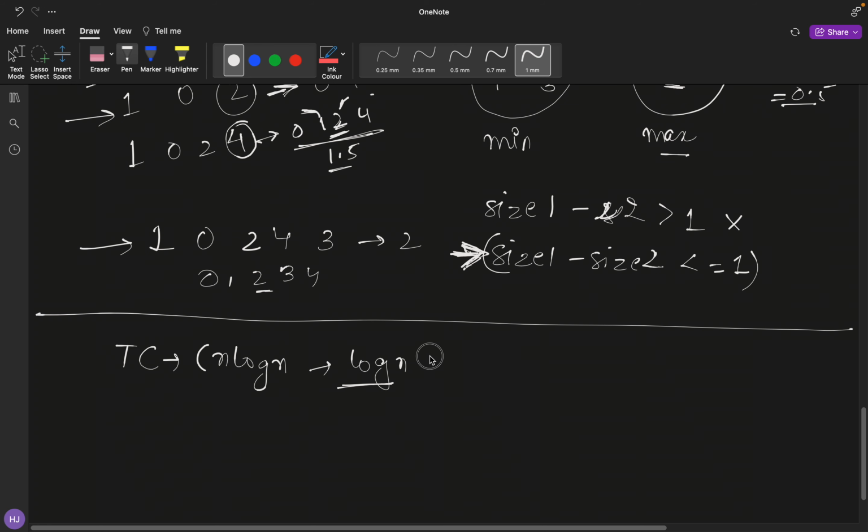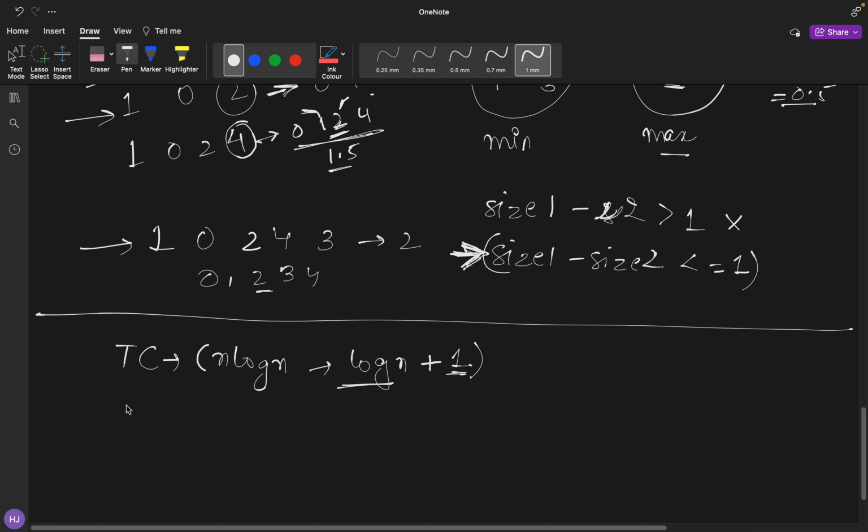And if we talk about finding the median, it is also done in O of 1 time, because we are basically taking out the top values. Either we are taking their average, or we are checking the size of the heaps, and the one which is larger, I will simply return the top value of that heap.